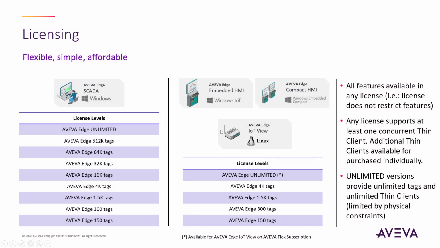So some of the licensing levels for AVEVA Edge SCADA, the Windows desktop and server-based operating systems, we support anywhere from 150 tags up to unlimited tags. And then on the embedded architectures, we go from 150 tags, 4,000 tags, and then when you're using Flex subscription, you can get unlimited tags as well there. But what you have to understand is all the features are available at any license level. So the unlimited tag version supports all the features and down to 150 tags as well. You don't lose features based on the tag count.